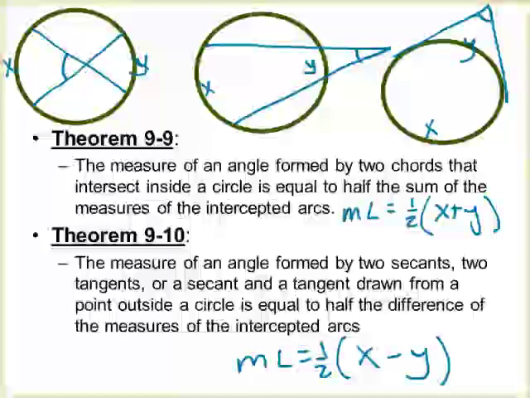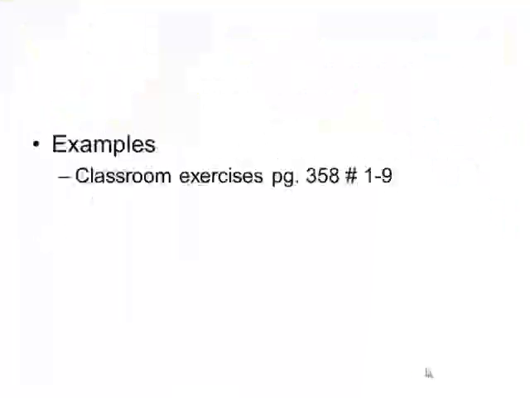Okay? So, two theorems. The first one, if we get an angle inside of the circle, and it's not a central, and it's not an inscribed, but it's inside of the circle, it is half the sum of the arcs. And our second theorem, if we get an angle outside of the circle, it's half the difference of the two arcs. Questions on those two theorems? Okay, let's look at some examples.